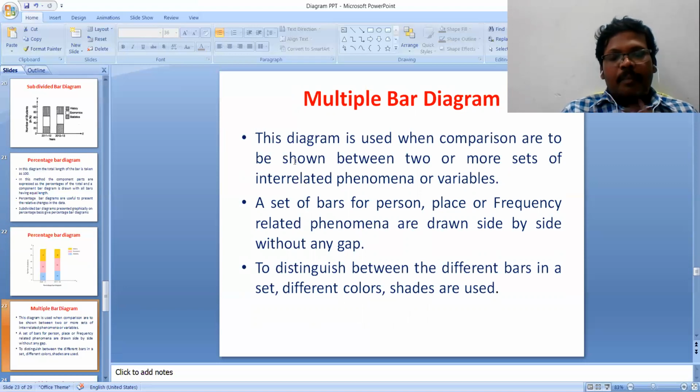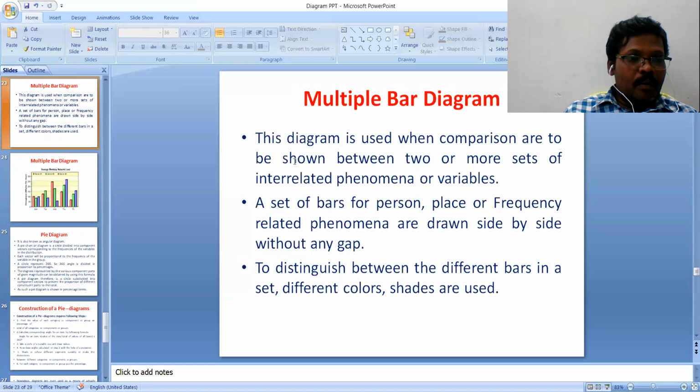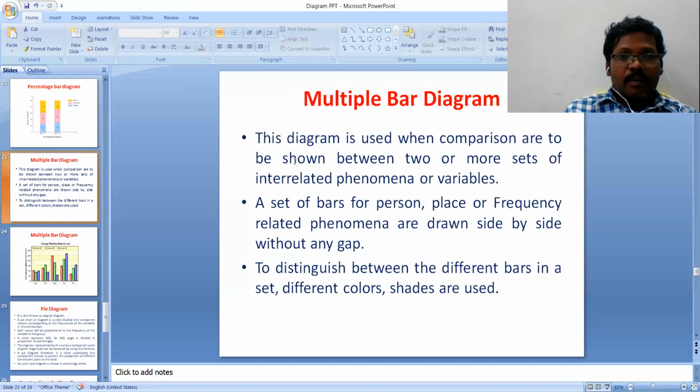The next one is a multiple bar diagram. So there are four types of bar diagrams: a simple bar diagram, a subdivided bar diagram, a percentage bar diagram, and another one is a multiple bar diagram.